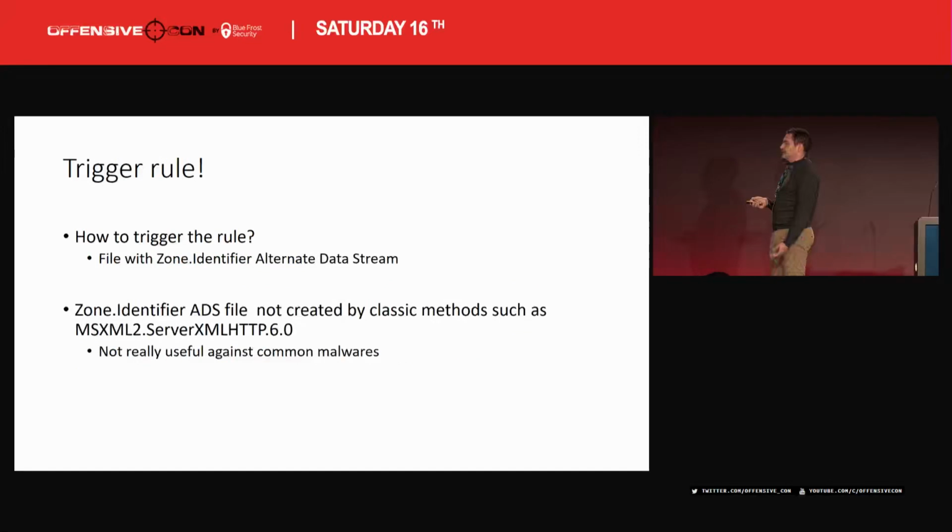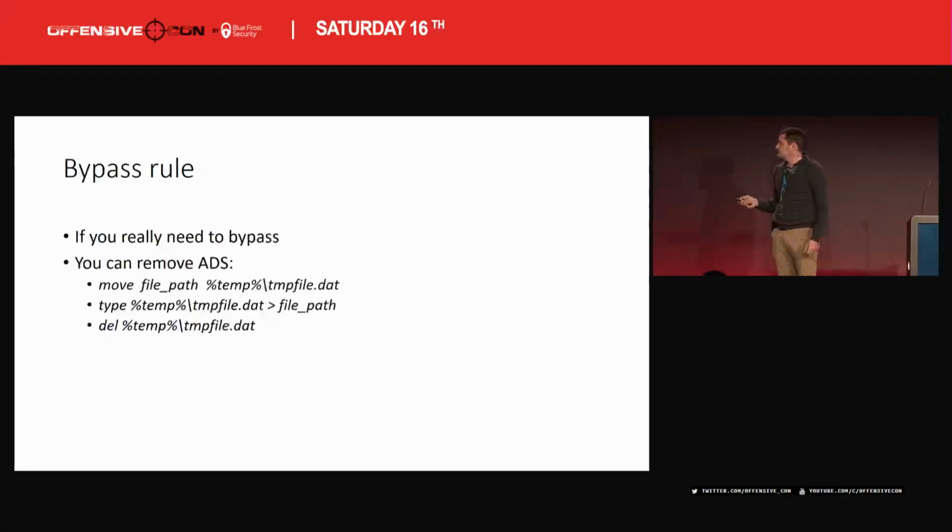I finally found out that, in fact, this rule only triggers with files with the zone identifier alternate data stream, which, in my opinion, is pretty useless because common malware uses methods such as the one below, and this method doesn't leave an alternate data stream. To have this alternate data stream, you need to download a file, for example, using a browser. That's really not how a dropper behaves, and I think this rule is pretty useless. Anyway, if you still want to bypass the rule, here's some command line you can use to remove an alternate data stream from a file.